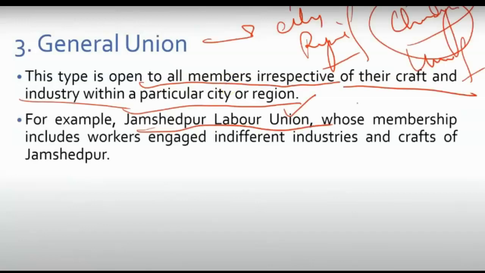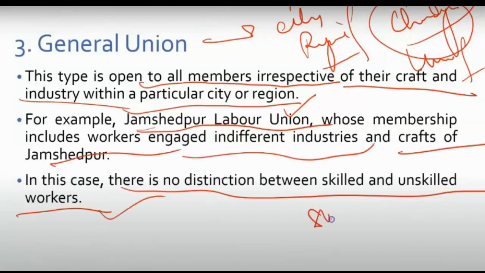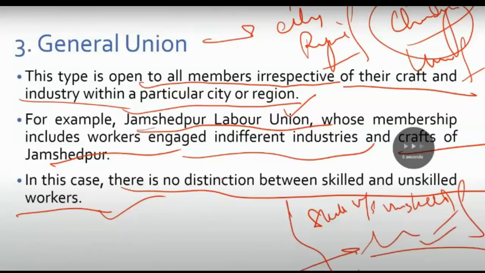For example, Jamshedpur is a city in India, and they have their own labor union. Anybody living in that particular city can be part of that union. Simple. In that case, there is no distinction between skilled and unskilled. This is very important: in this kind of general union, you can have both kinds of members. A skilled workforce could join, and unskilled workers could also join, so both of them join together.